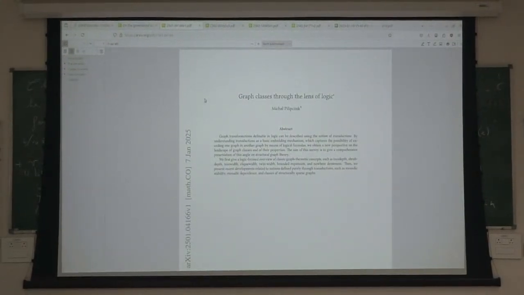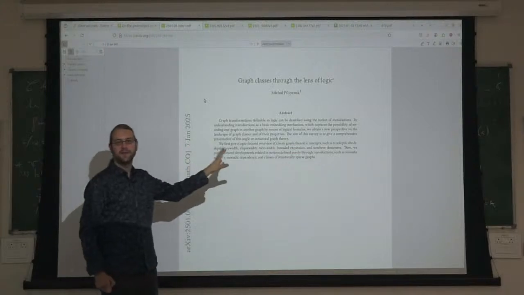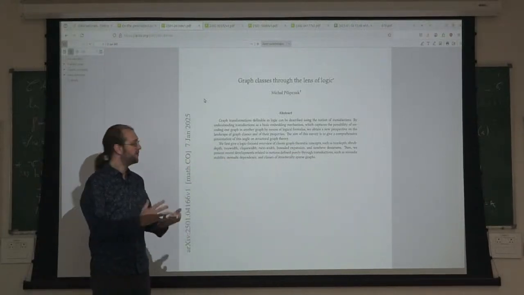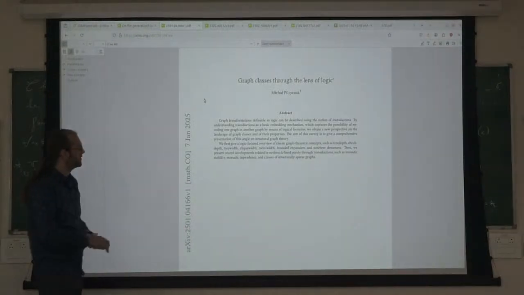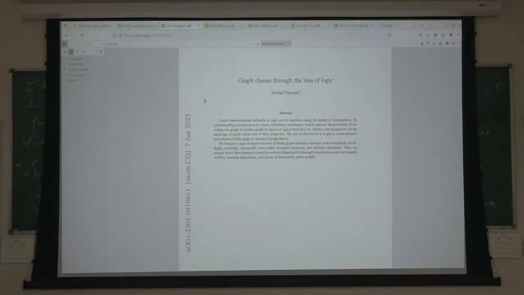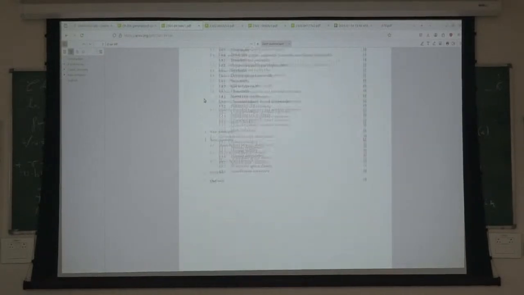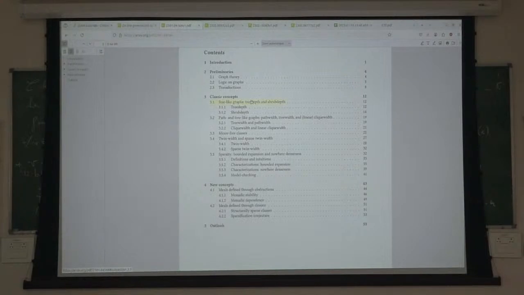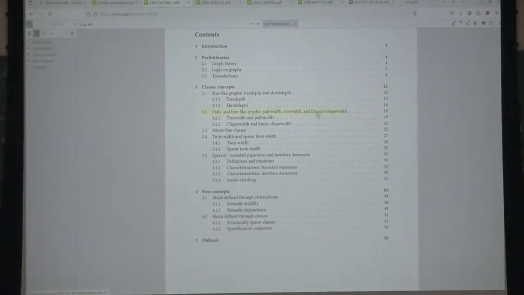Okay, this is another kind of survey, I think. 16 pages by Michał Pilipczuk. And this addresses what I just said, that you take your sparse graphs and you apply some logic operations. You get what they call structurally sparse graphs. If you see the summary, you get treewidth. There's a dense analog of treewidth called shrub-depth. You get pathwidth, treewidth, and so on.